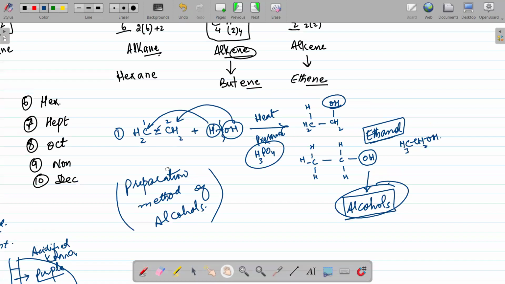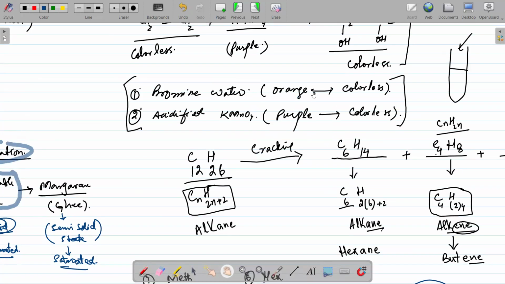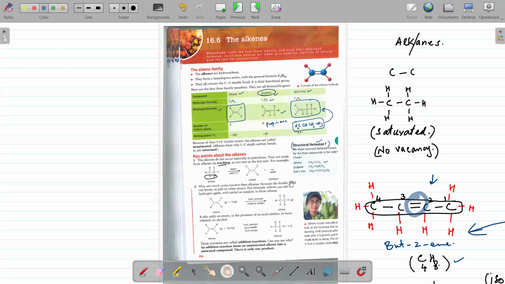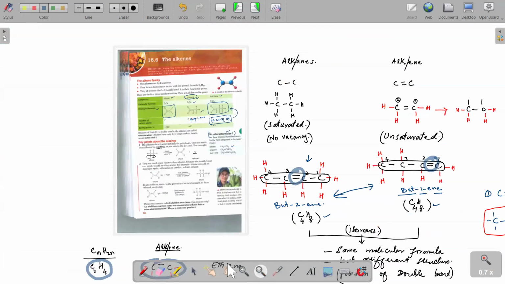So let's summarize our discussion about these alkenes. Which two tests can we use? The bromine water test and acidified KMnO4 for the identification of unsaturated compounds. If the orange color of the bromine water goes colorless, it is a positive test for alkenes. If the purple color of acidified KMnO4 goes colorless, it is also a positive test for alkenes. Is it clear? Yeah.